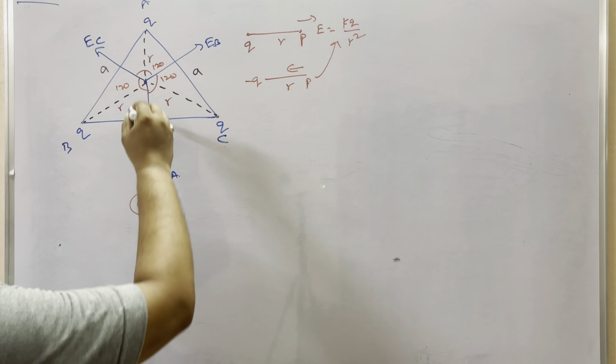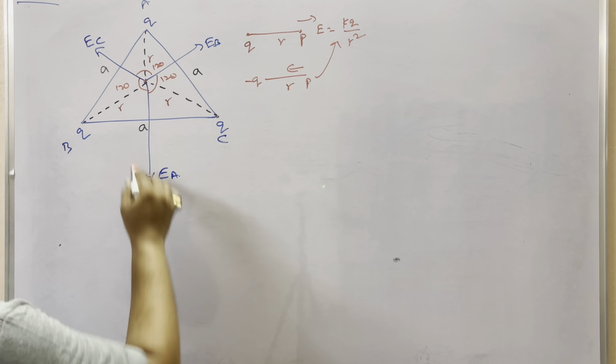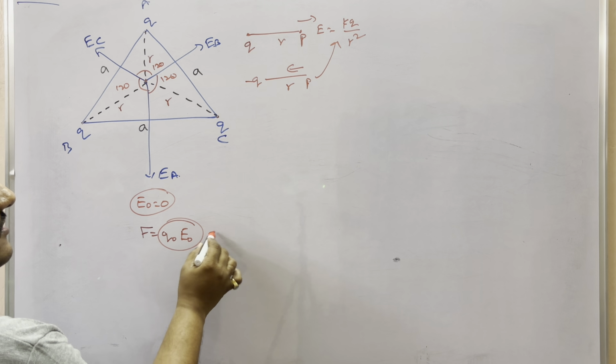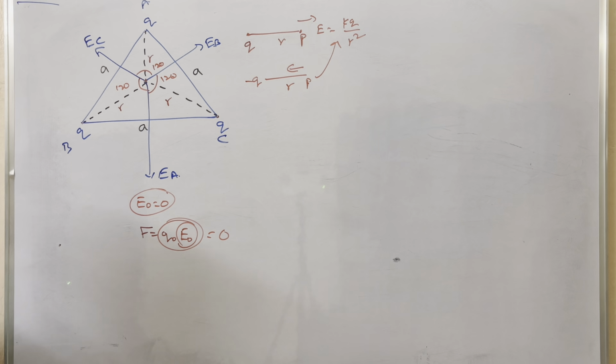How much force acts on a charge whenever we place it here? Force is also 0 because the force is q naught into E naught. So E naught value is 0, therefore force is also going to be 0.